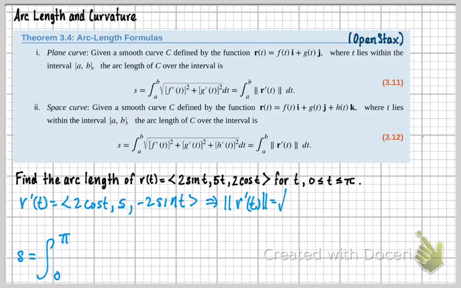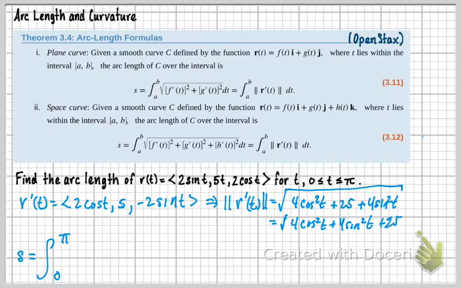So square root, and remember the magnitude is taking each of those and squaring them and adding them together. So this is going to be 4 cosine squared t plus 25 plus 4 sine squared t. Kind of skipped a step. Hopefully you're okay with that. And then this can be simplified even more. Take a look at this. I can put my 4 cosine squared t plus my 4 sine squared t plus 25 on the end.